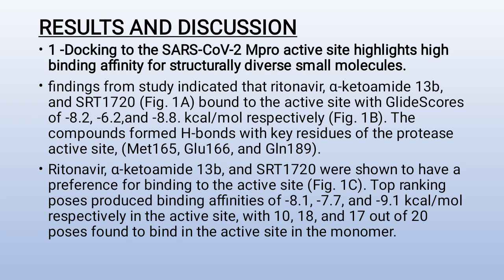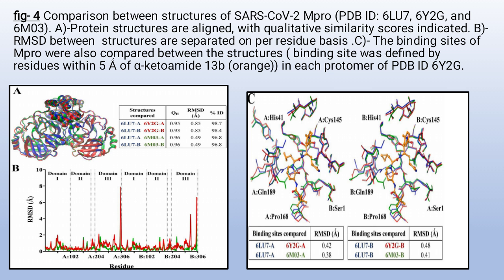Top ranking poses produce the respective binding affinities, with the 10th, 18th and 17th poses found to bind in the active site in the monomer. This figure shows the comparison between the structures of the virus MPRO with three different PDB IDs. A shows the protein structures aligned with qualitative similarity scores, and B shows the root mean square deviation between the structures on a per residue basis.